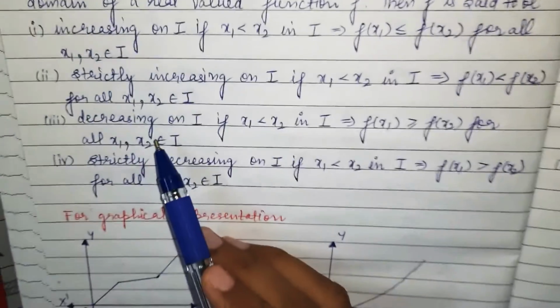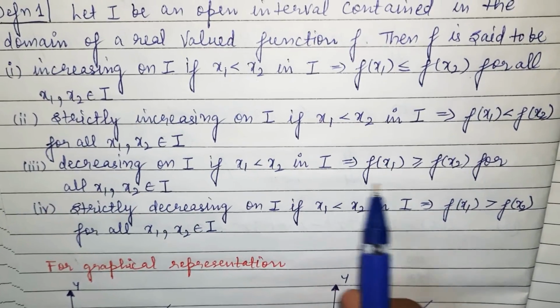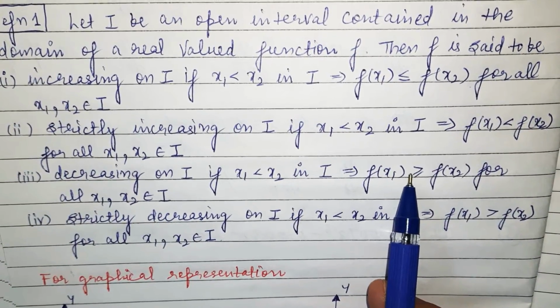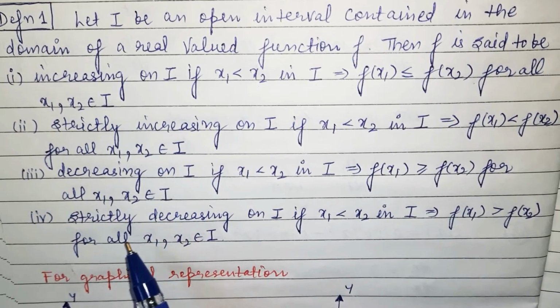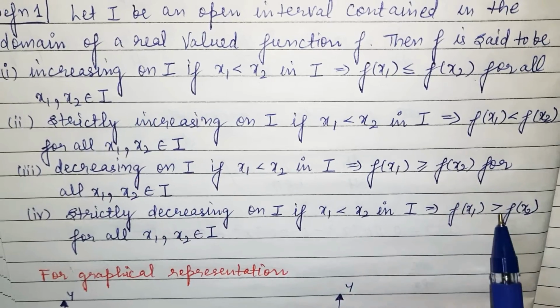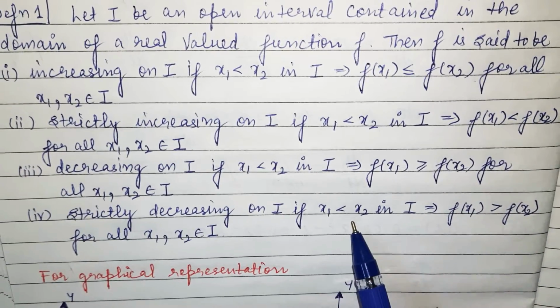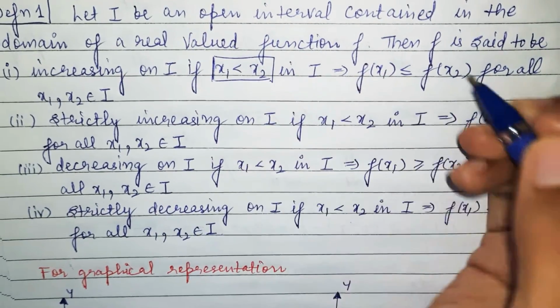Similarly, for a decreasing function, x1 less than x2, but the inequality becomes greater than or equal to, then it will be decreasing. And whenever I say strictly decreasing, then this will become strictly greater than.